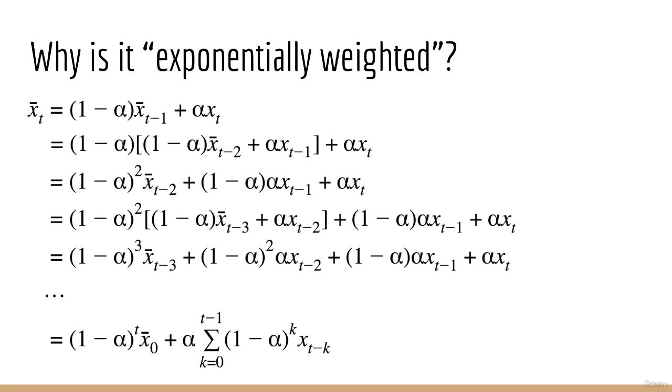expression involving a summation over all the past samples from 1 up to t. And of course, these weights are exactly exponentially decaying. Since alpha is a number between 0 and 1, 1 minus alpha is also a number between 0 and 1. And when you raise a number between 0 and 1 to a power, it gets smaller and smaller exponentially as k gets larger and larger.